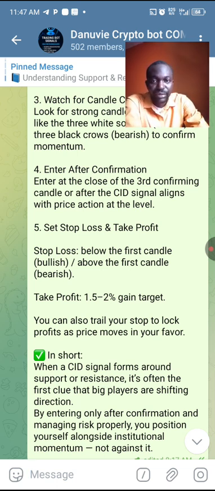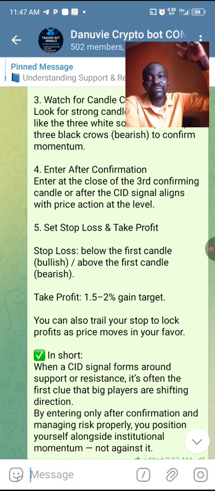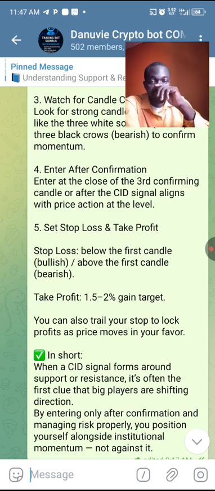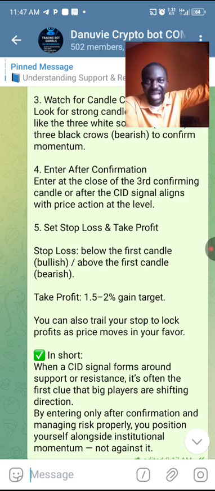So stop loss below the first candle for bullish, which means the prices are going up, and then above the first candle for bearish move, which means if the price is up and they change direction, signaling a coming down, which means price is coming down, you set your stop loss above the first candle that forms in the 3 black crows. Set your stop loss there, and then your take profits somewhere at a lower price.